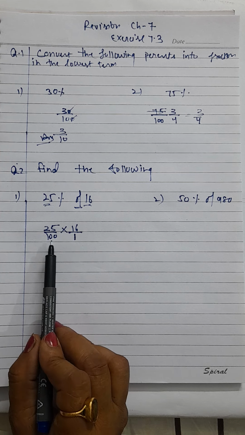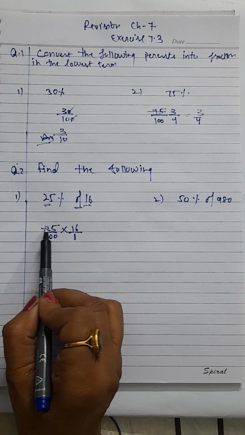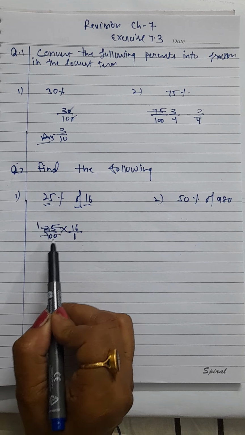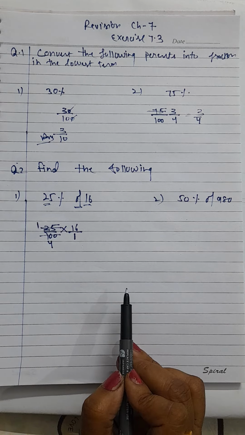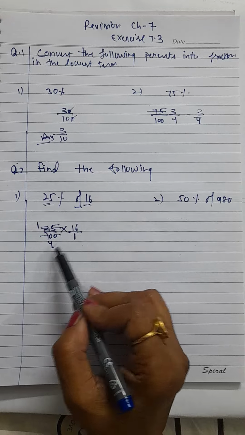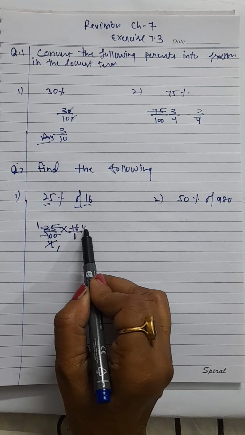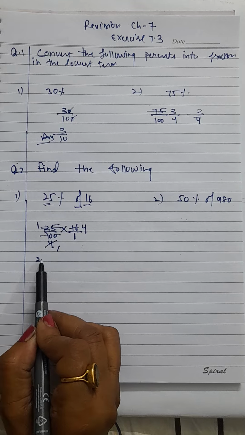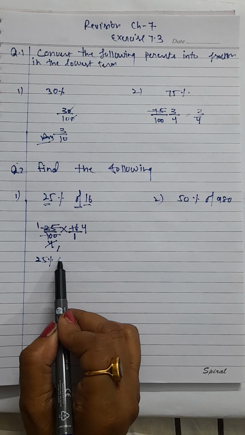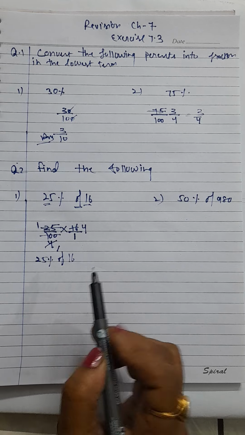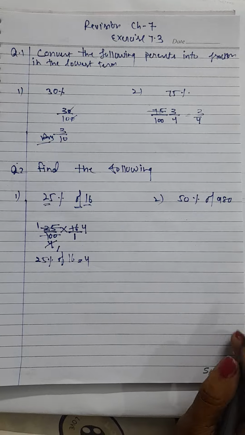As I told you, the table of 25: 25 ones are 25, 25 twos are 50, 25 threes are 75, and 25 fours are 100. So 25 ones are 25 and 25 fours are 100. Now you can cut by cross multiplication. 4 ones are 4 and 4 fours are 16. So 25% of 16 will be 4.